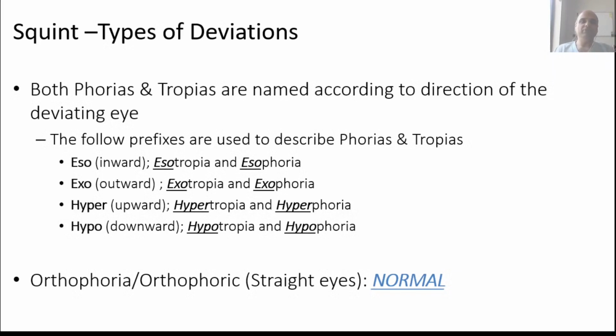And both phorias and tropias are given names according to the direction of the deviating eye. When the eye is deviating inwards, it's called esotropia or esophoria. When the eye is deviating outwards, it's called exotropia or exophoria. When it's deviating upwards, hyperphoria, hypertropia. When it's deviating downwards, hypotropia, hypophoria. And the word to describe normal eyes is orthophoria or orthophoric eyes, which is straight eyes.